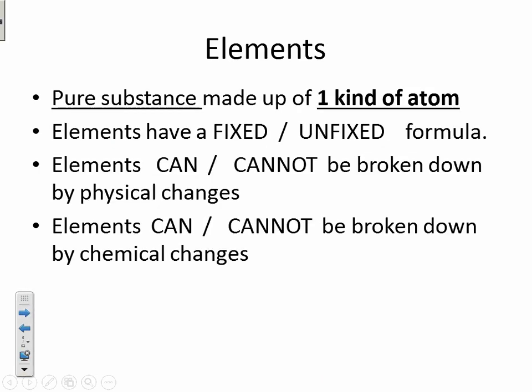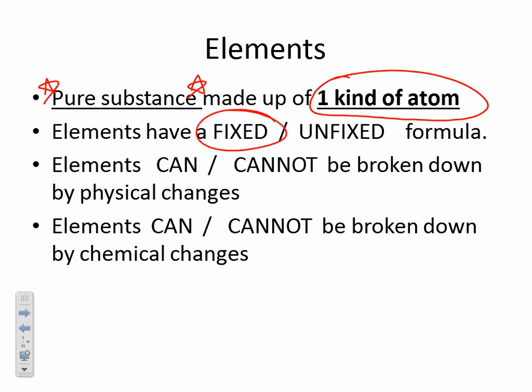So first up is an element. An element is a pure substance, so pure, again, it's constantly the same thing, but it's only made up of one kind of atom, just one type of atom. So just to be very, very clear here, elements have a fixed formula, meaning like potassium, that's an atom, so it's always K. It's always the same formula.